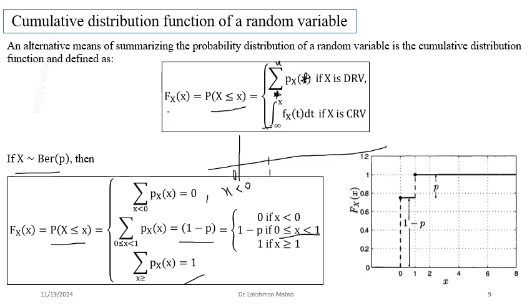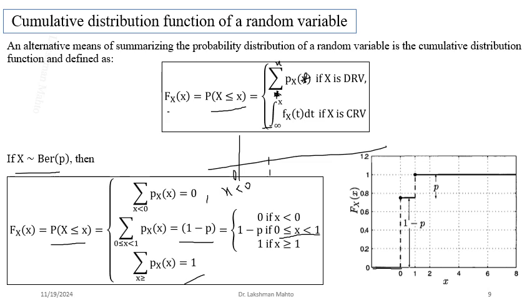So this is the CDF. Up to 0, the CDF is taking value 0. When x is between 0 and 1, the CDF is taking this jump. There is a jump at x equal to 0. What kind of jump is this one? Here the CDF is a discontinuous function. What kind of discontinuous function? It is a jump kind of discontinuous function.